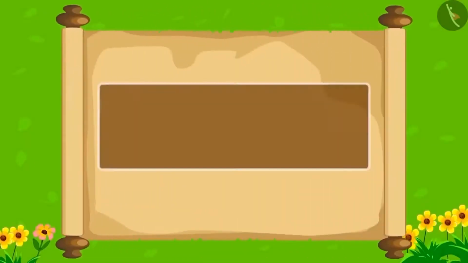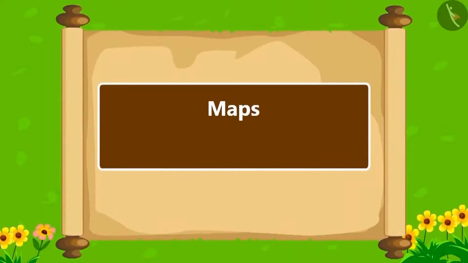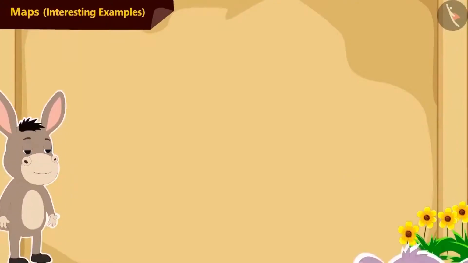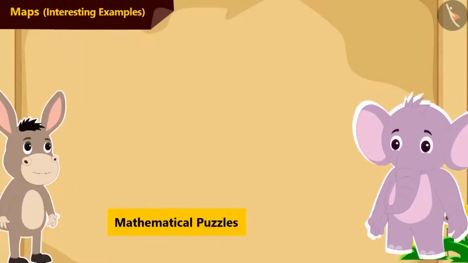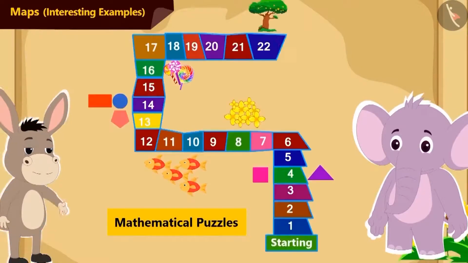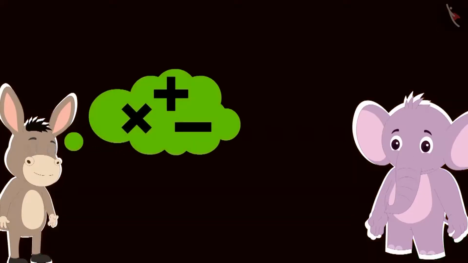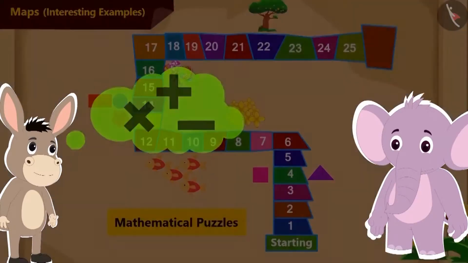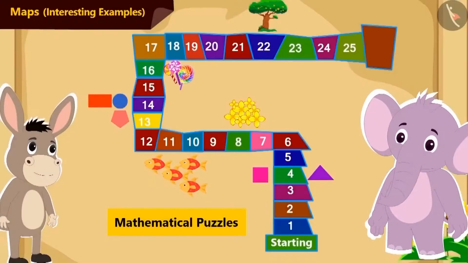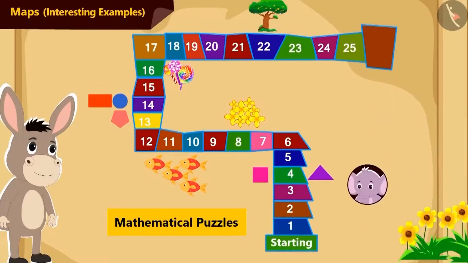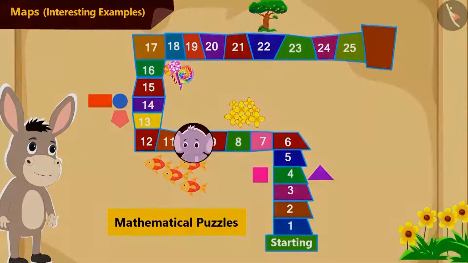Hello children, we are looking at some interesting examples related to maps. Bhola and Appu are playing a game. Bhola has made a map like this for Appu on the floor. He will ask Appu some mathematical puzzles. Appu has to find the solution to those puzzles. Then Appu has to walk over the map and reach the tile containing the number found in the solution.